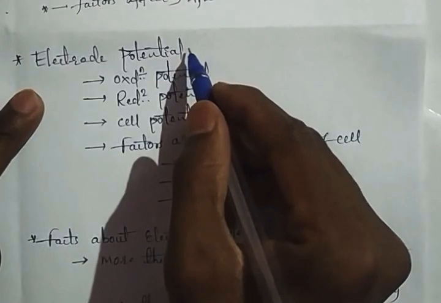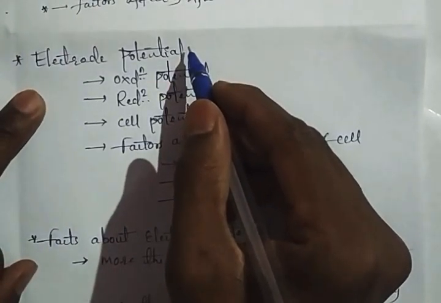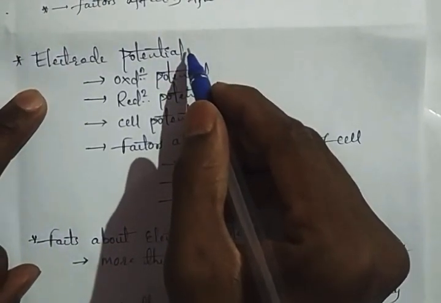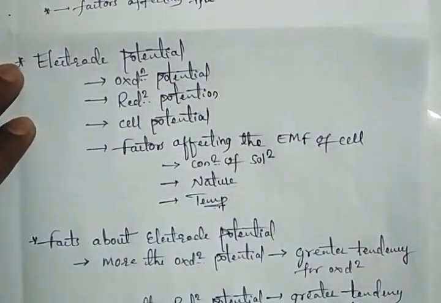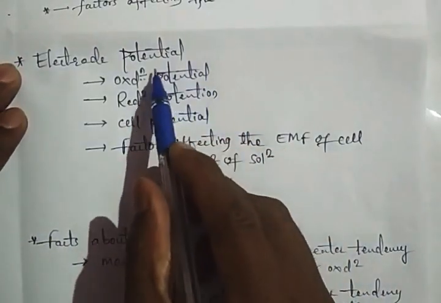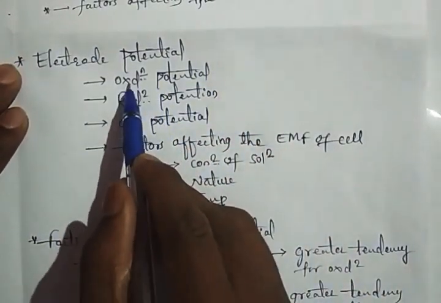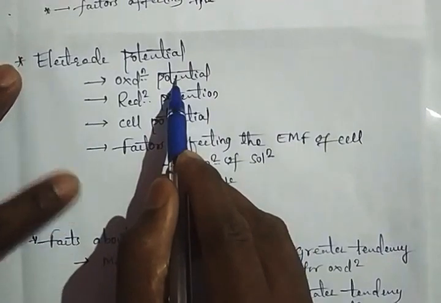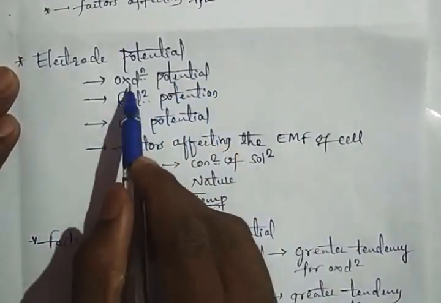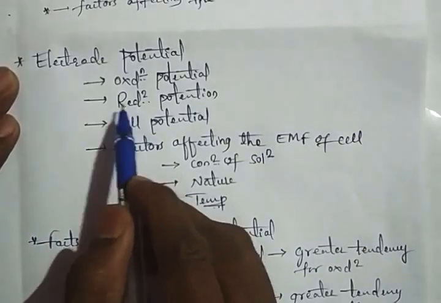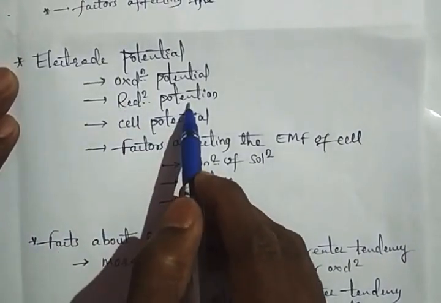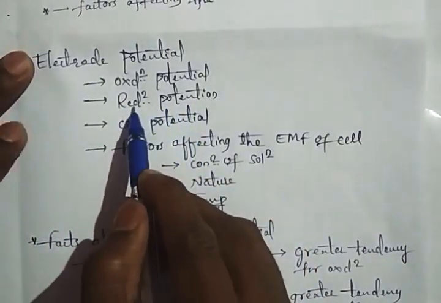As we know, what is the definition of electrode potential? Electrode potential is nothing but the tendency of an electrode to undergo either oxidation or reduction. That is the electrode reaction. Based on that, it is classified into two types: oxidation potential, the tendency to undergo oxidation, and reduction potential, which is the tendency of the electrode to undergo a reduction reaction.